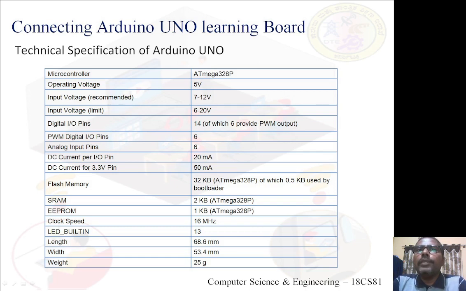And there is a built-in LED. While exploring Arduino Uno, I said there was an LED interfaced to digital pin number 13. There is a built-in LED. The length of the Arduino board is 68.6 mm, the width is 53.4 mm, and the weight is approximately 25 grams. This is about the technical specifications of Arduino Uno.